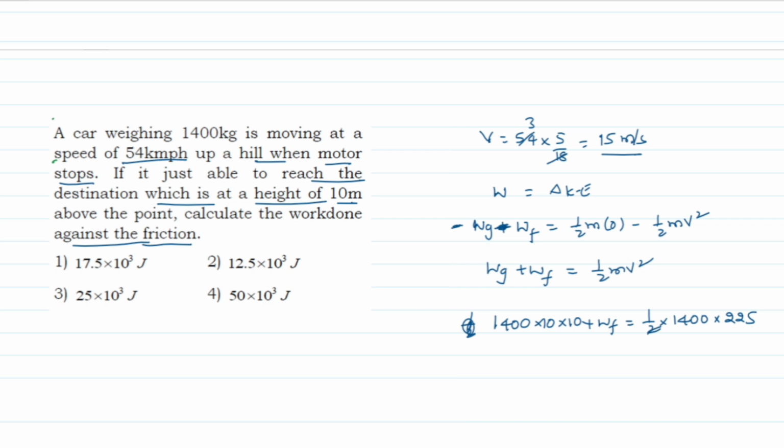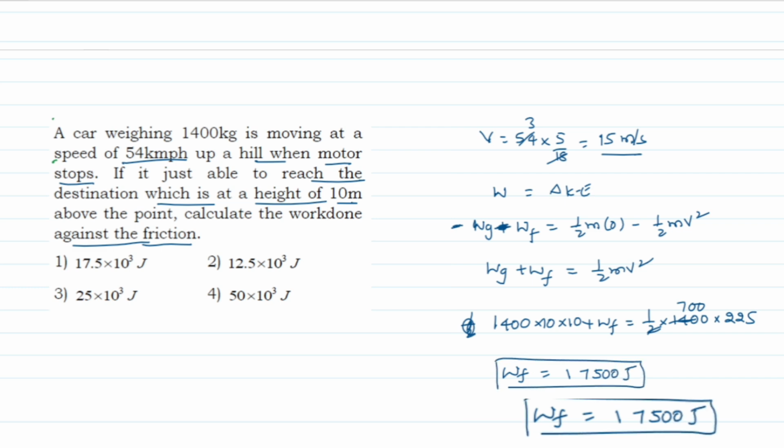So here we will be getting 700 times. The work done by the frictional force, when you simplify this, you will be getting nearly 17,500 joules. So this is the work done by the frictional force. We can write it in terms of 10 power 3, as 17.5 into 10 power 3 joules. So this is the correct answer.